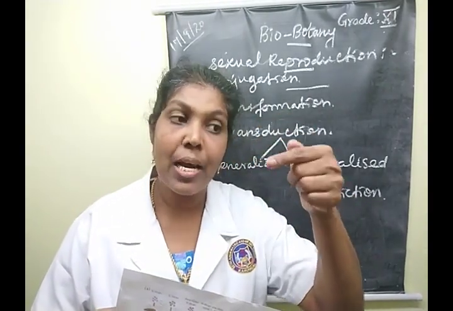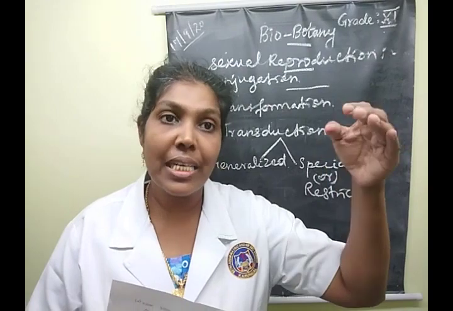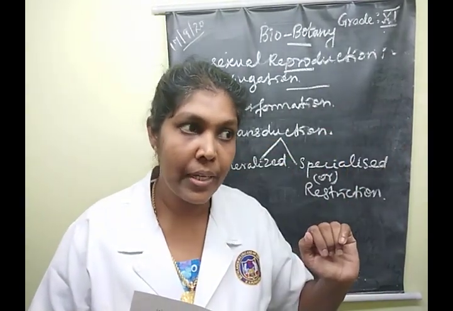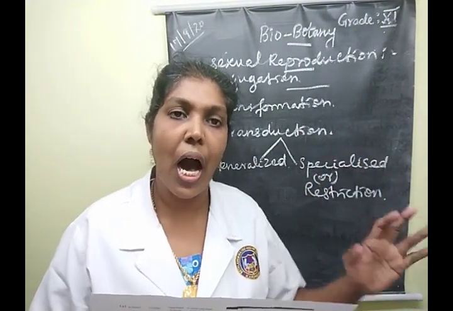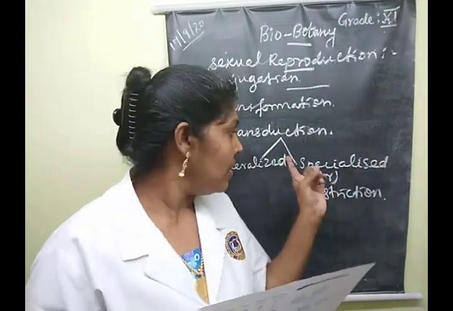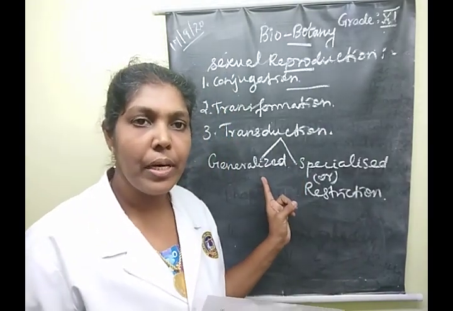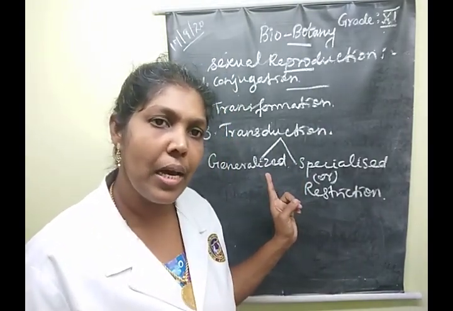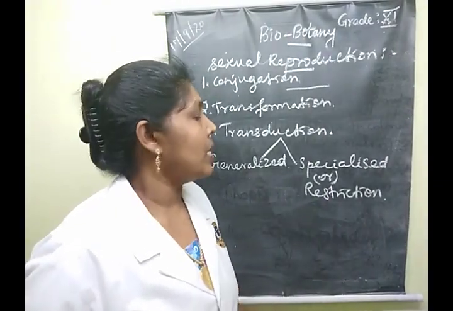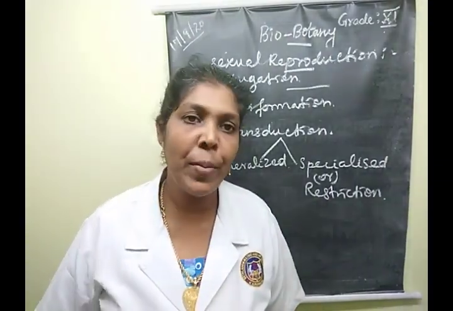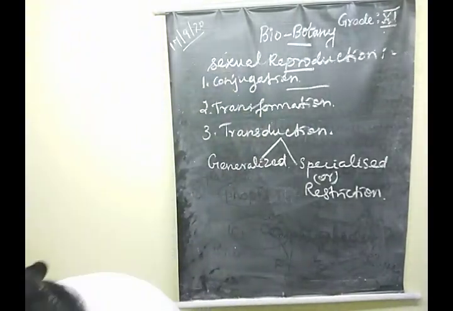Here the transferred DNA enters the bacterial DNA, the bacterial chromosome. Clear? That one is from any region. When DNA enters the bacterial chromosome from any region, that is known as the first type, generalized transduction. Clear, children? Say yes or no. Yes, very good. The next topic: we are going to learn about the economic importance of bacteria.